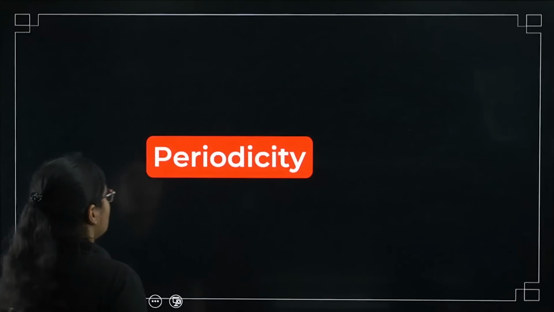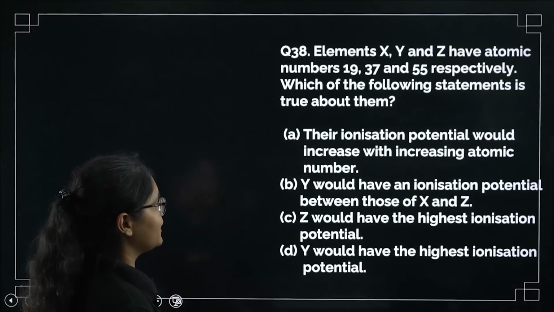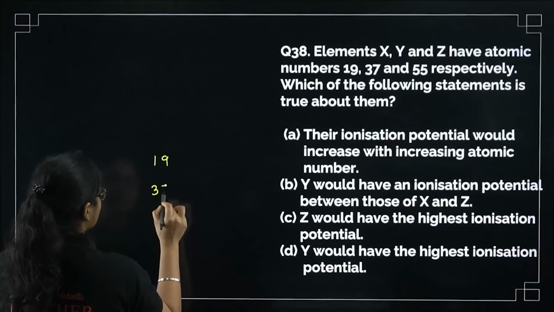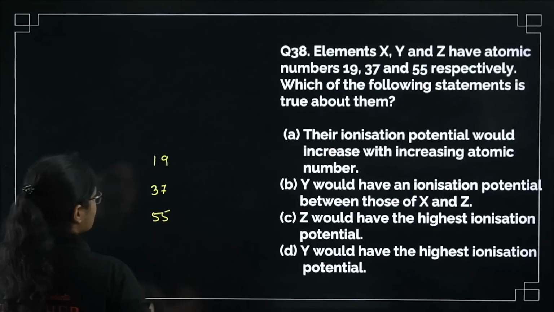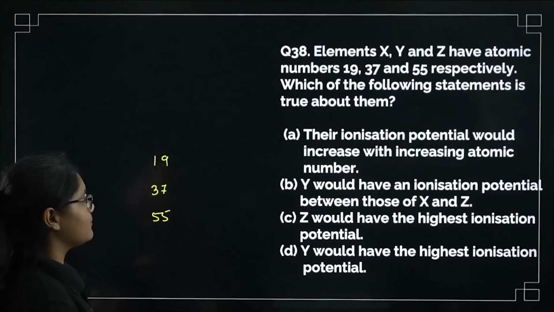Next, we'll go to chemical periodicity. Elements X, Y and Z have the atomic number 19, 37 and 55, okay, respectively. Which of the following statements about them is correct?